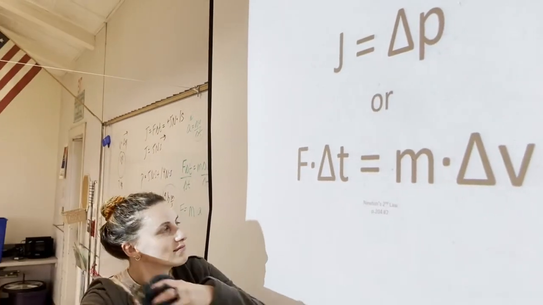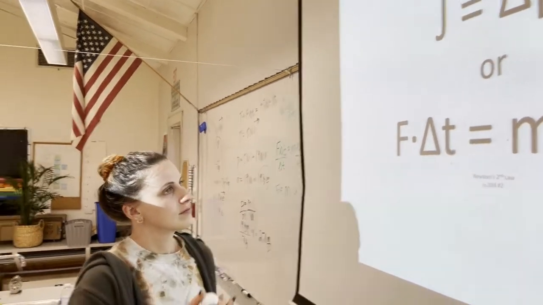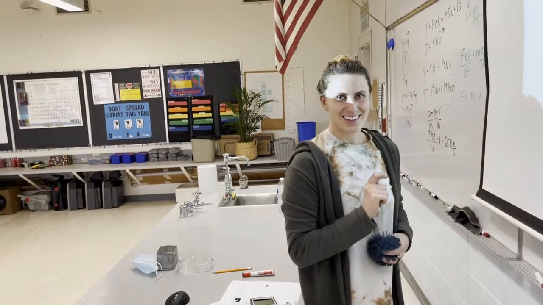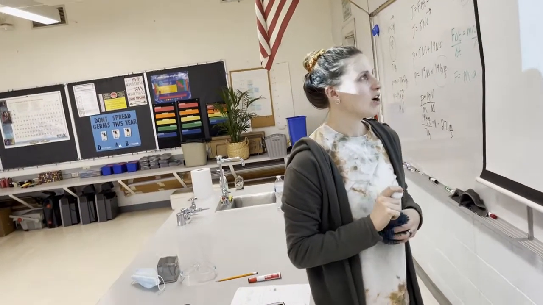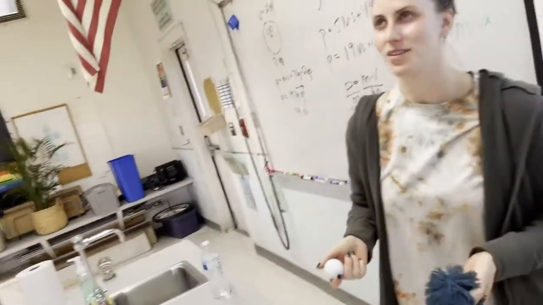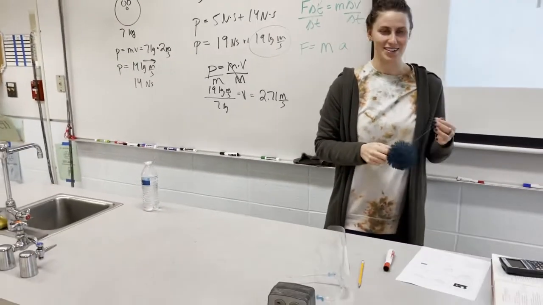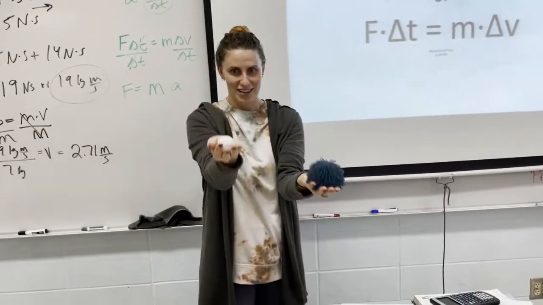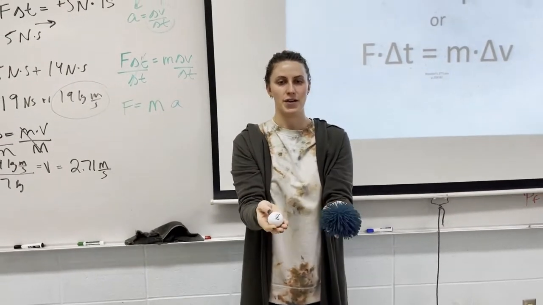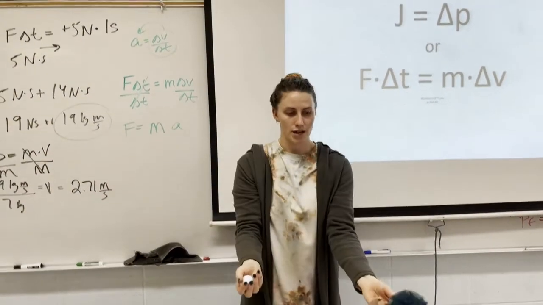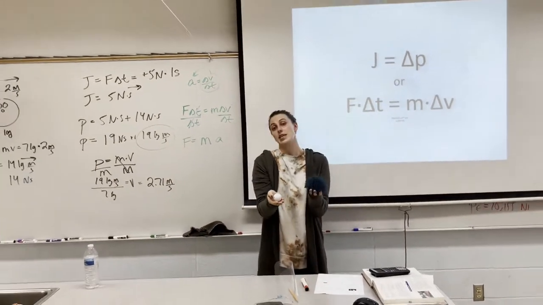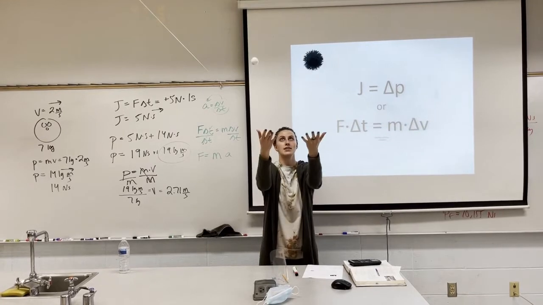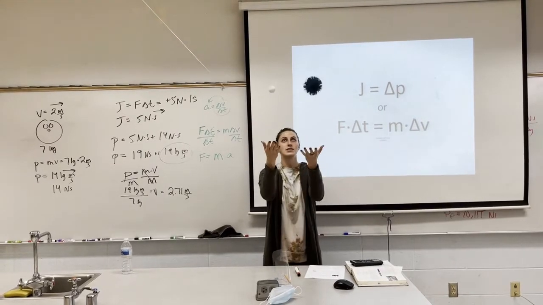So what does it mean? Force times time changes momentum. So what does a force over time look like? Force over a time interval. Okay. So you have a koosh ball and a golf ball. They have the same mass, and if I throw them up, they're going to come back down at the same exact speed. Therefore, same mass, same velocity, same momentum.